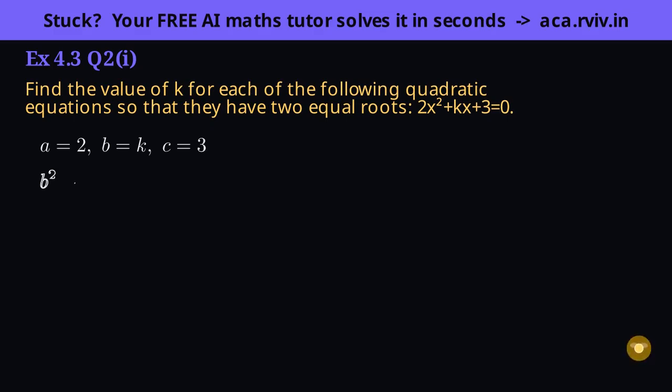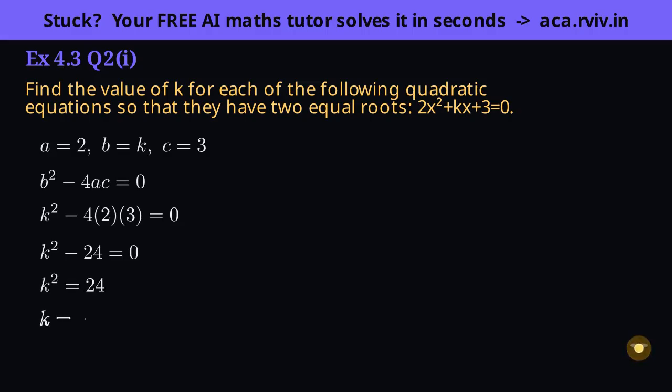Write the equal roots condition. b squared minus 4ac equals 0. Substitute, b is k, so k squared minus 4 times 2 times 3. Compute the product. 4 times 2 times 3 is 24. Isolate k squared by moving 24 across.